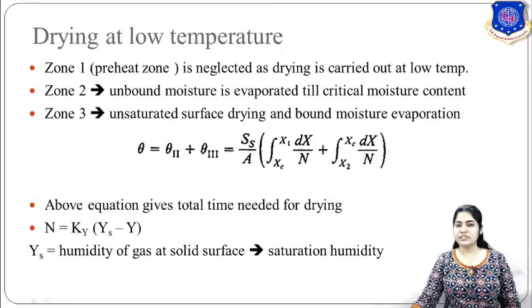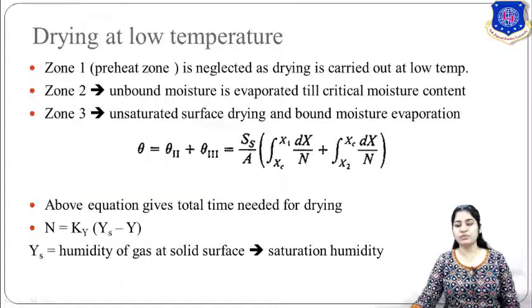Now, as the temperature is very low, you can neglect the preheat zone. Again, same as the high temperature drying, in zone 2 unbound moisture is evaporated till critical moisture content is achieved. In zone 3, unsaturated surface drying occurs and bound moisture is evaporated. So the time required is equal to the time required in zone 2 and zone 3, and the description is given here.